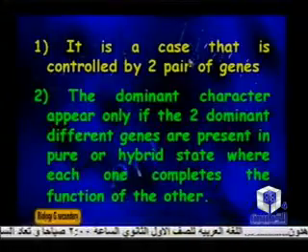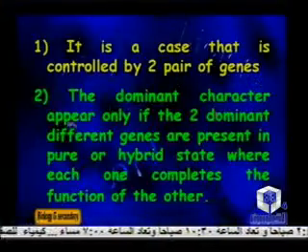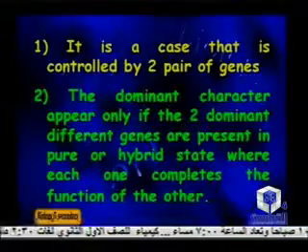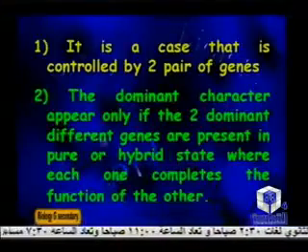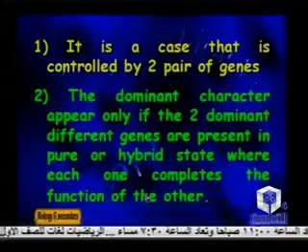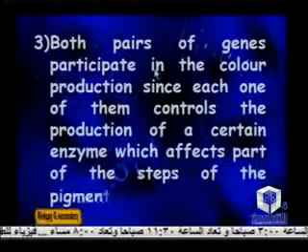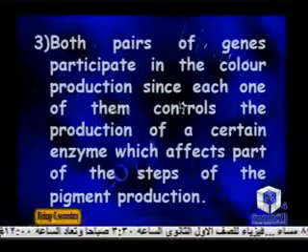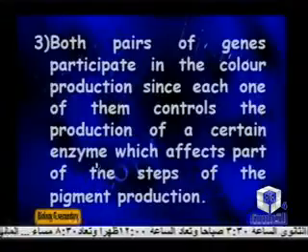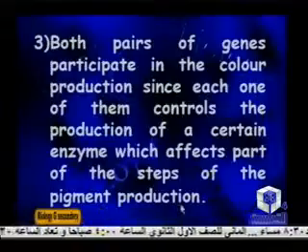Another time, it is a case that is controlled by two pairs of genes. The dominant character appears only if the two dominant different genes are present in pure or hybrid state, where each one completes the function of the other. How does this take place? Both pairs of genes participate in the color production, since each one of them controls the production of a certain enzyme, which affects part of the steps of the pigment production.